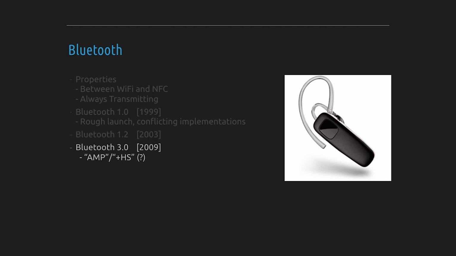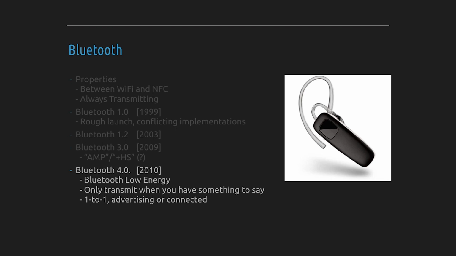They started revising the spec. There was Bluetooth 2.0, Bluetooth 3.0 in 2009, which had a version of Bluetooth called Bluetooth AMP, also known as Bluetooth High Speed, which actually uses 802.11 Wi-Fi. Even though it's Bluetooth, it's very confusing and nobody really implemented it, which gets us to Bluetooth 4.0 in 2010, which is when they brought out Bluetooth Low Energy and everybody was like, yeah, that's the winner. Let's do this now.